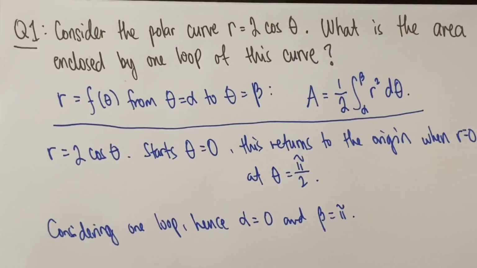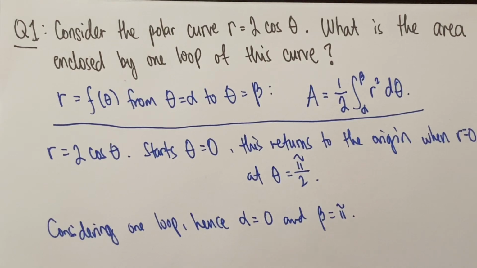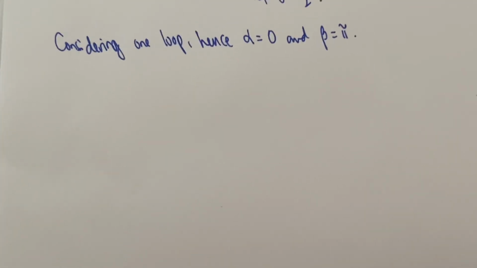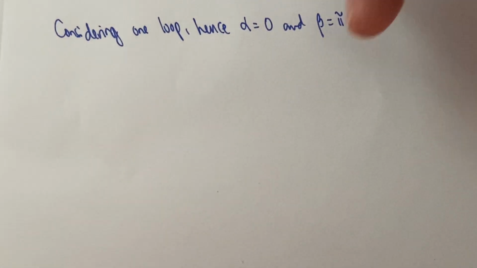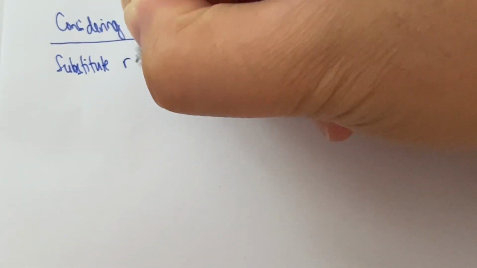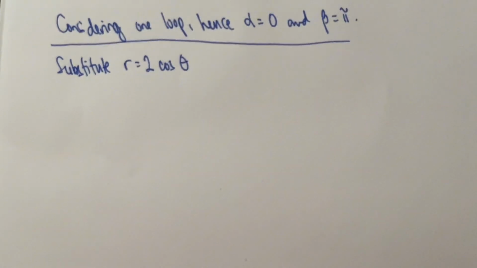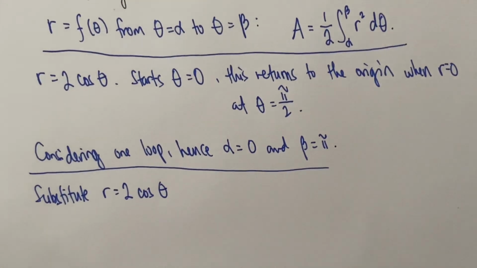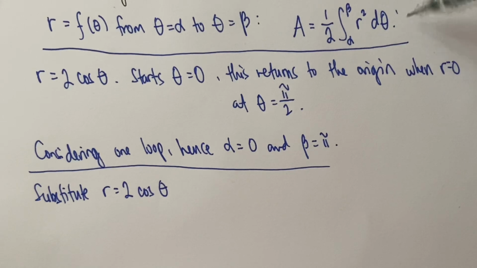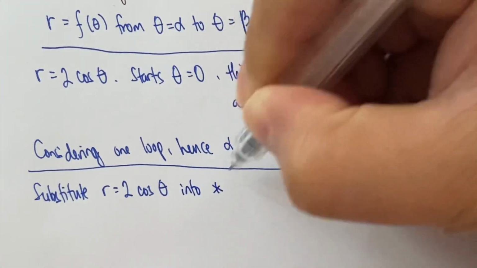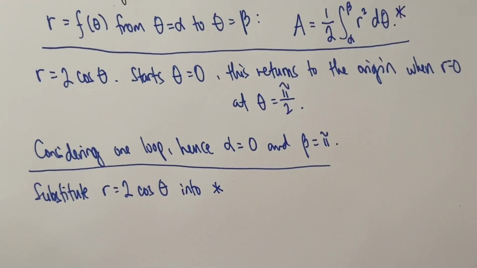After that, we need to set up the integral given this information. That will be step number 3. For the third step, we need to substitute our r equals 2 cosine theta into the area formula, which is given above. We want to substitute it into the asterisk formula.